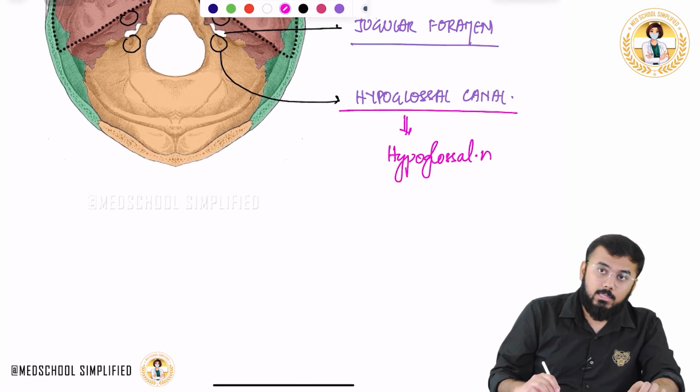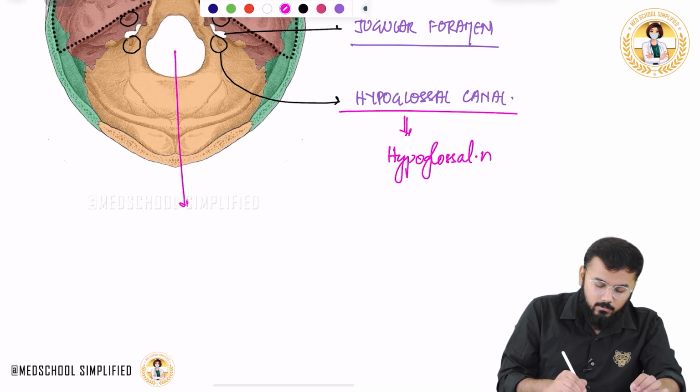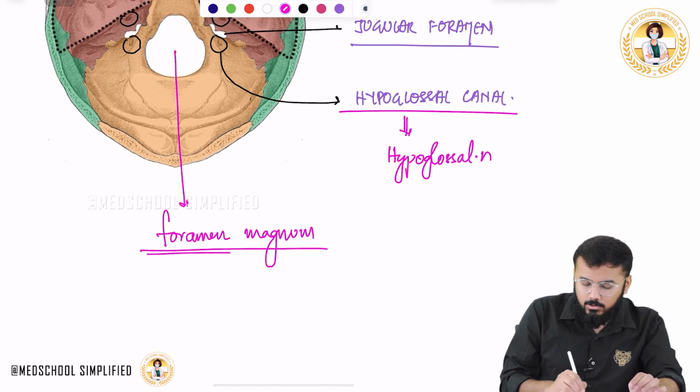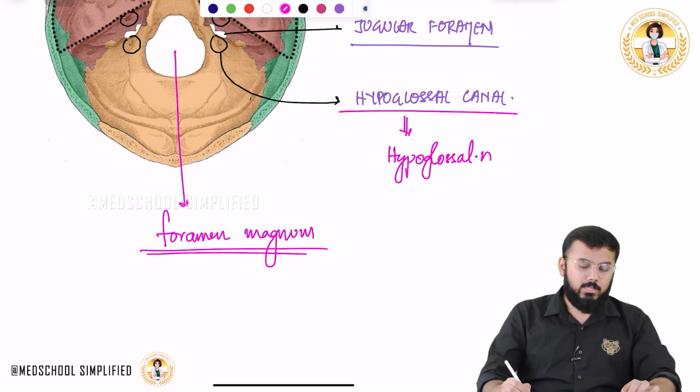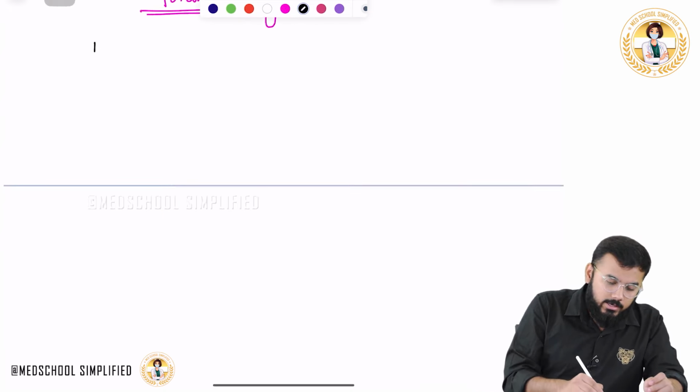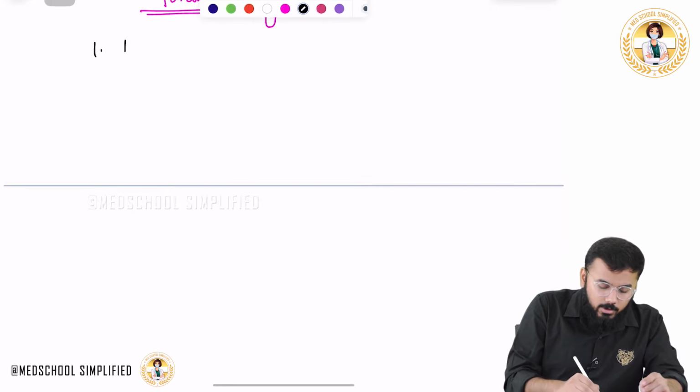And the largest and the last important thing is your foramen magnum. Within this foramen magnum, there are many important structures passing. What are the different structures that are passing? The first important one is your medulla oblongata.